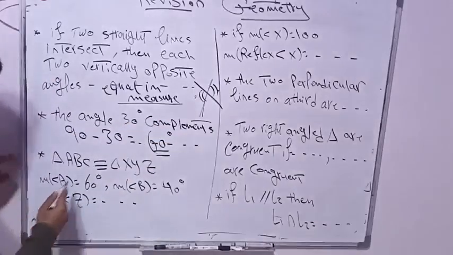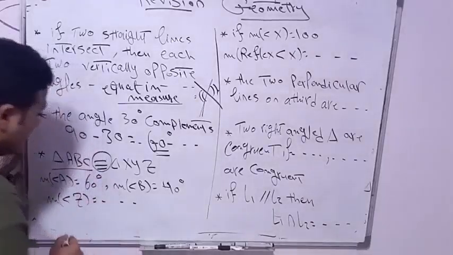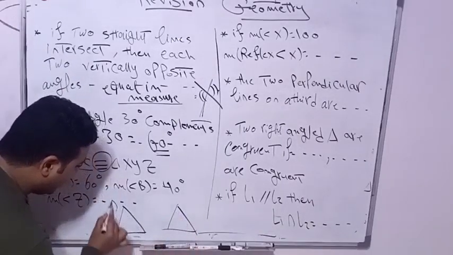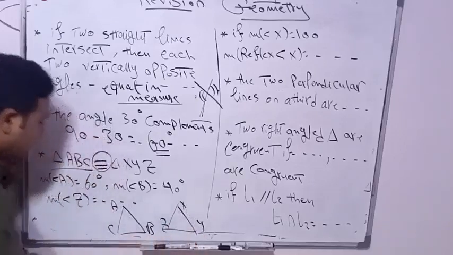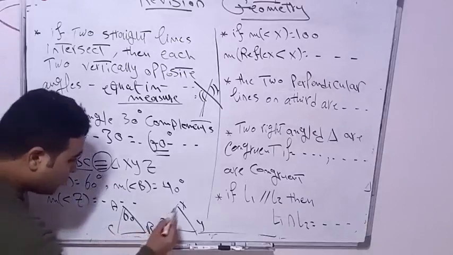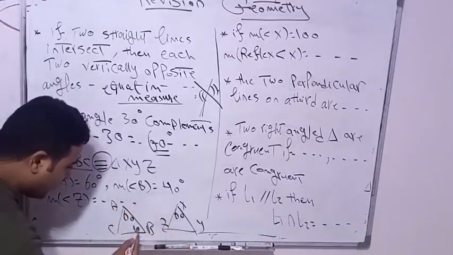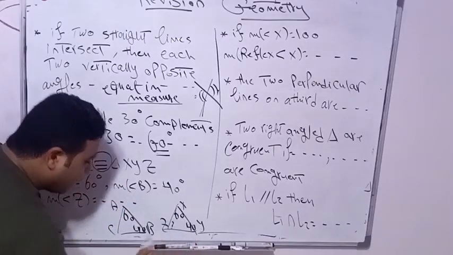Question number 3, I have triangle ABC congruent to triangle XYZ. So we have two triangles like this, ABC and XYZ. He gave me measure of angle A 60, so measure of angle X is 60. I have measure of angle B 40, so measure of angle Y is what? 40. I want to find the third angle.